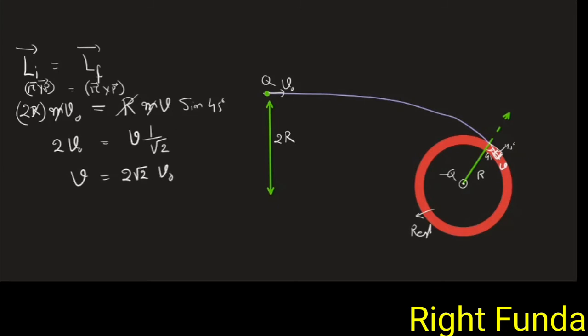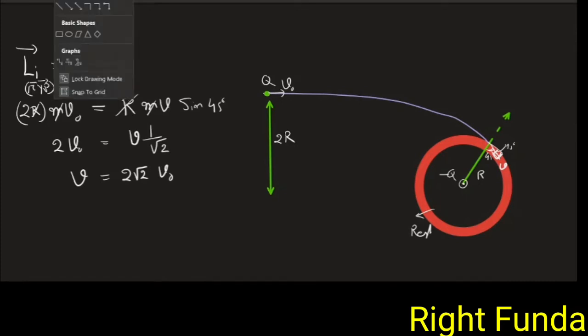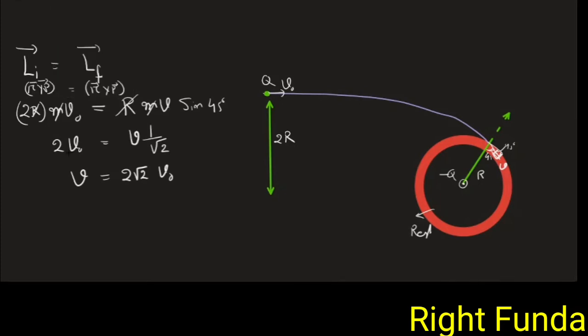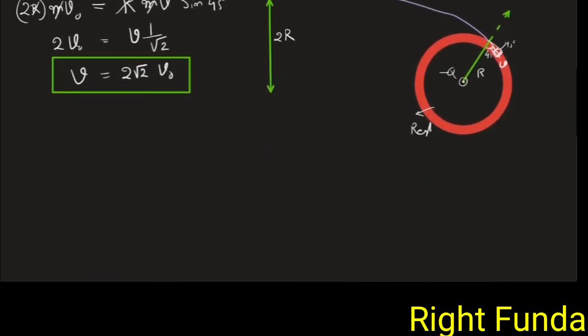So we got a relation between the initial velocity and the velocity when it will be striking, if it is striking at a 45-degree angle at the surface of the big sphere. So this is the one equation we obtain.